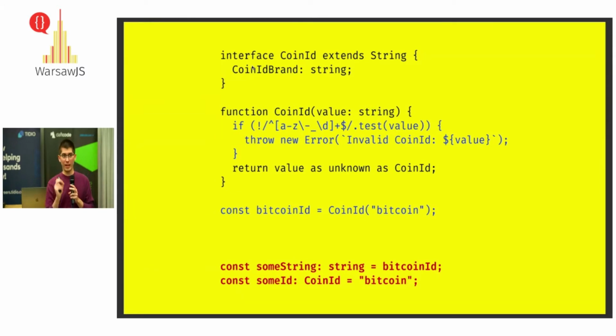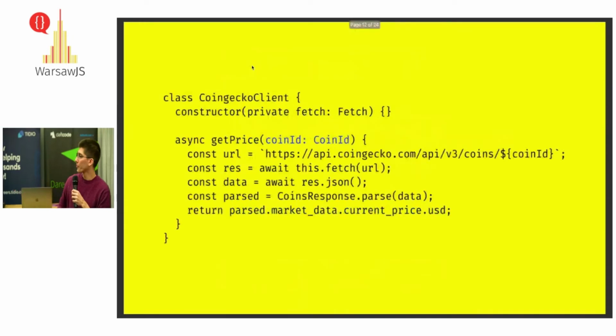And the best thing is, even though at runtime it's a string, in TypeScript you cannot assign a CoinID to a string, and you cannot assign a string to a CoinID. So once you have a value that's a CoinID, or it could be an email or whatever in your system, right? You get a type safety for this value. So we can add another layer of safety, another layer of types. So in the getPrice function in our class, instead of accepting a string, we accept a CoinID, which is, of course, a CoinID.